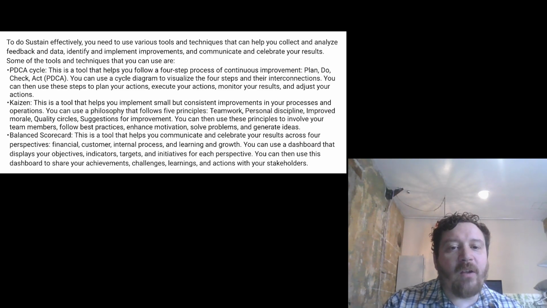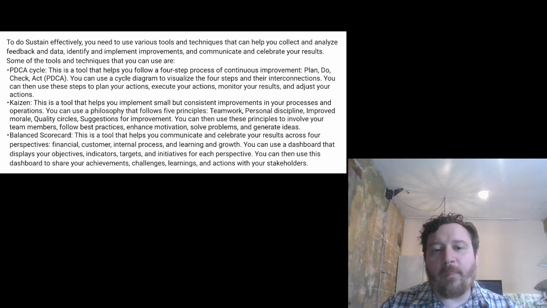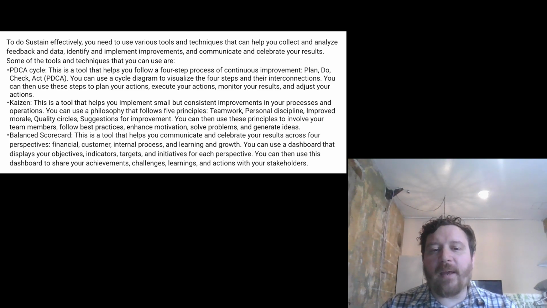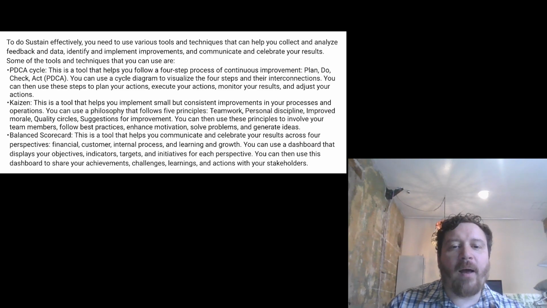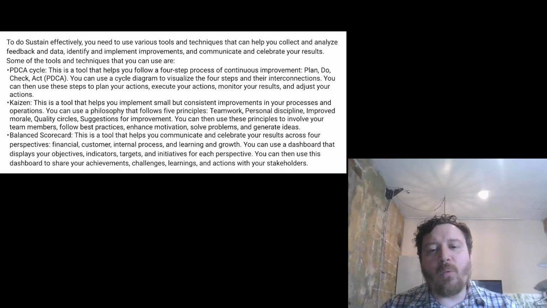Teamwork. We involved our team members in every stage of the 4S framework. We encouraged collaboration, communication, and coordination among our team members. Personal discipline. We followed best practices and standards in every stage of the 4S framework. We ensured compliance, quality, and reliability in our services. Improved morale. We enhanced motivation and satisfaction among our team members in every stage of the 4S framework. We provided recognition, reward, and feedback to our team members.